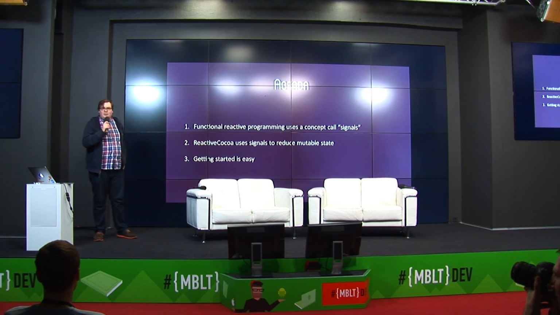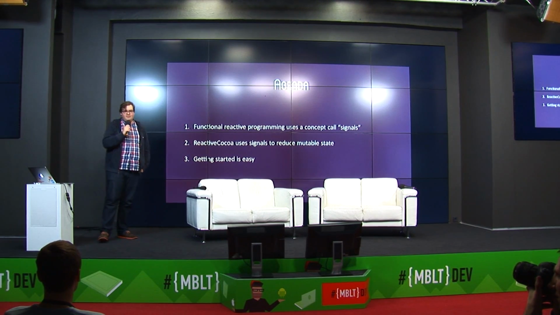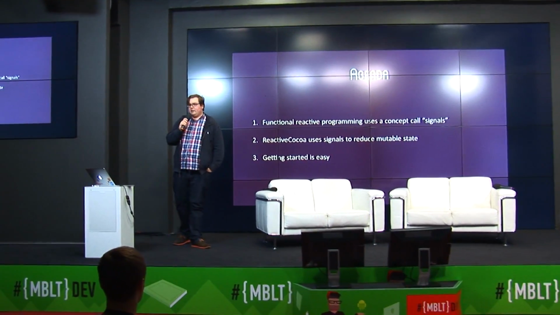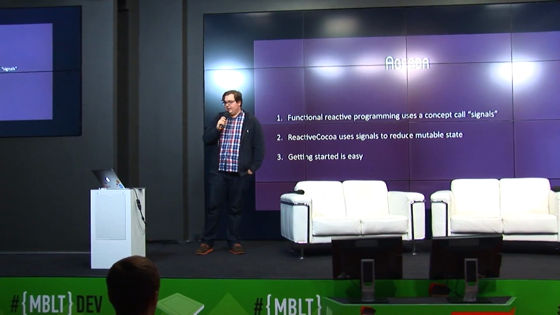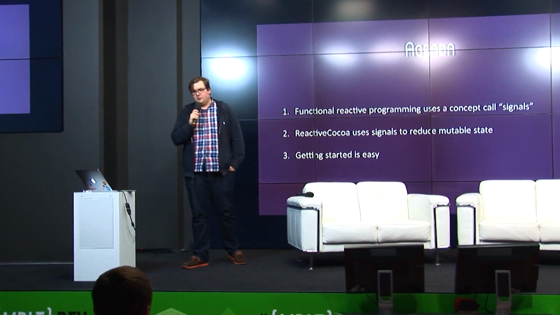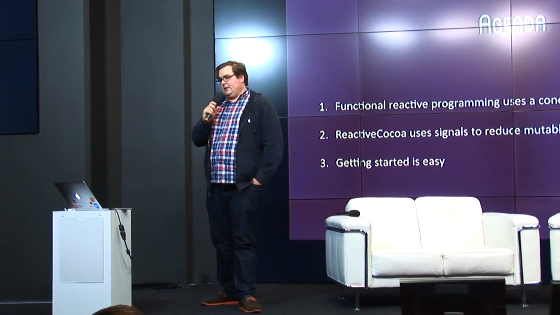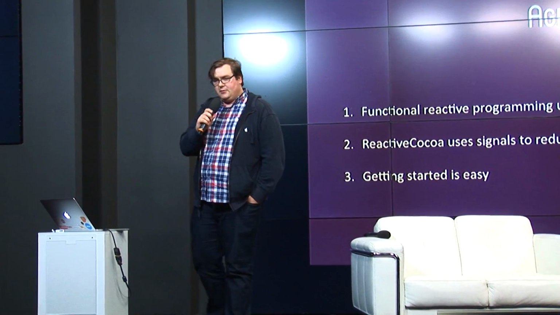First, we're going to give a brief description of what functional reactive programming is. Then we're going to move on to Reactive Cocoa, which is a Cocoa-based library for using functional reactive programming in Objective-C and Swift. And finally, we're going to talk about some lessons about how you can get started doing this today.